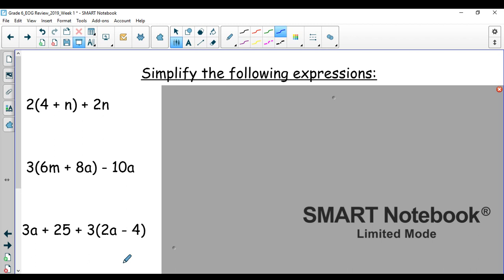Okay, the last part of this lesson today is kind of putting it all together where we simplify and combine. So there are three examples here. We're going to work through them a little bit at a time. The first one says 2 parentheses 4 plus n plus 2n.